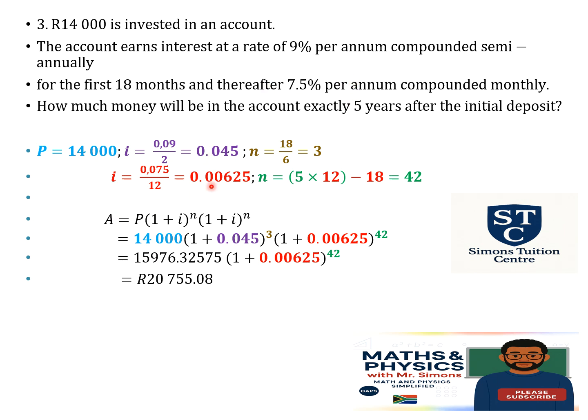Again, because we have 2 interest rate changes, A equals P(1 + i)^n times (1 + i)^n. P is 14,000, (1 + 0.045)^3 times (1 + 0.00625)^42. Again, if we do that part separately, that's what I'm getting. Then multiplied by the second part, we would get 20,755 Rand 8 cents. Right, so I hope you follow. This is how we deal with interest rate changes.